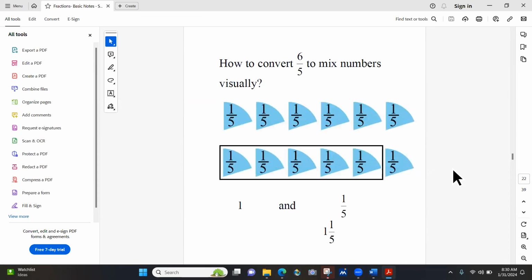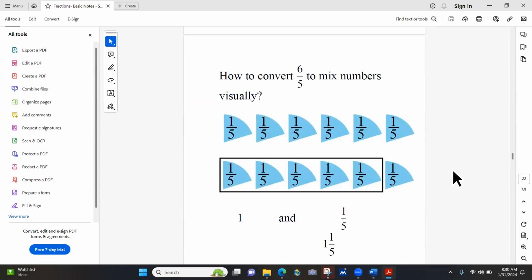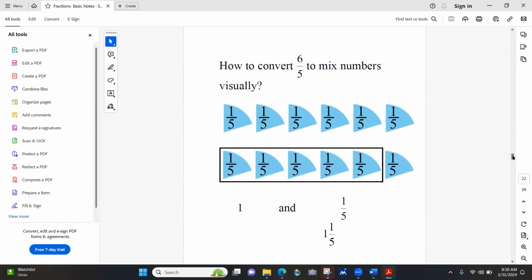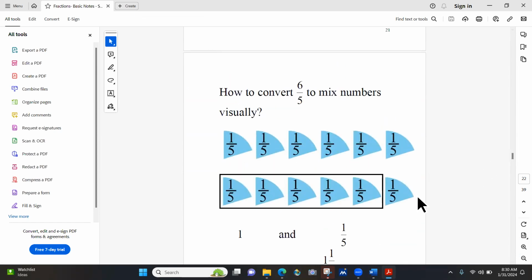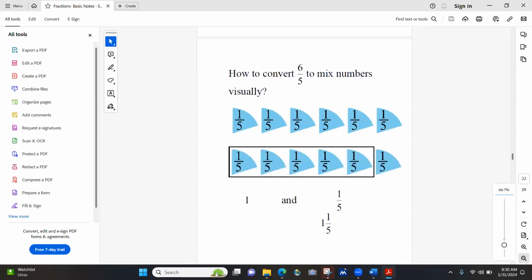Okay, let's try this one. This one is the opposite. I have an improper fraction, 6/5, and I want to represent it as a mixed number.